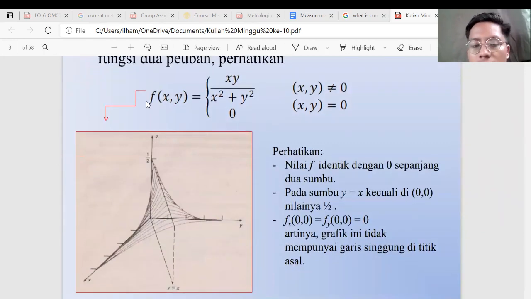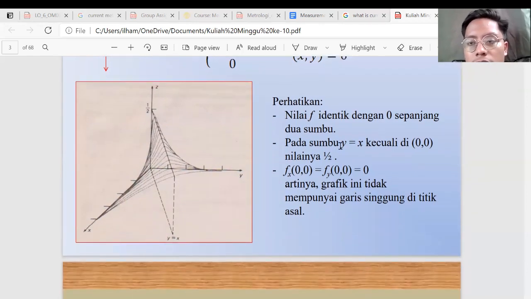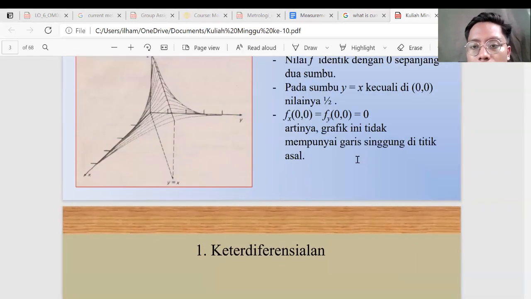To understand the concept of differential of a function of two variables, you must take a look at this graph. This is an example of a function of x and y: f(x, y) = xy divided by x plus y. You need to look at fx, is it identical with 0? And the y section, is it equal to x except at 0? Both fx and fy must be 0.